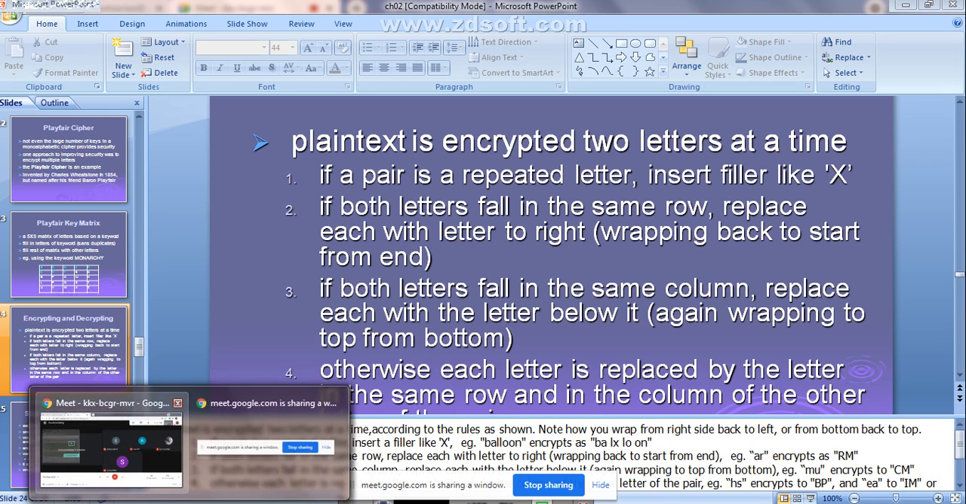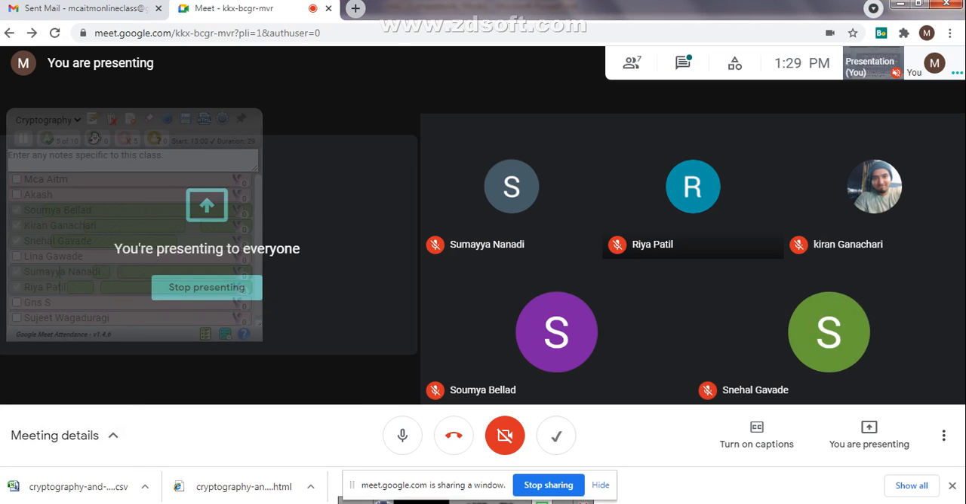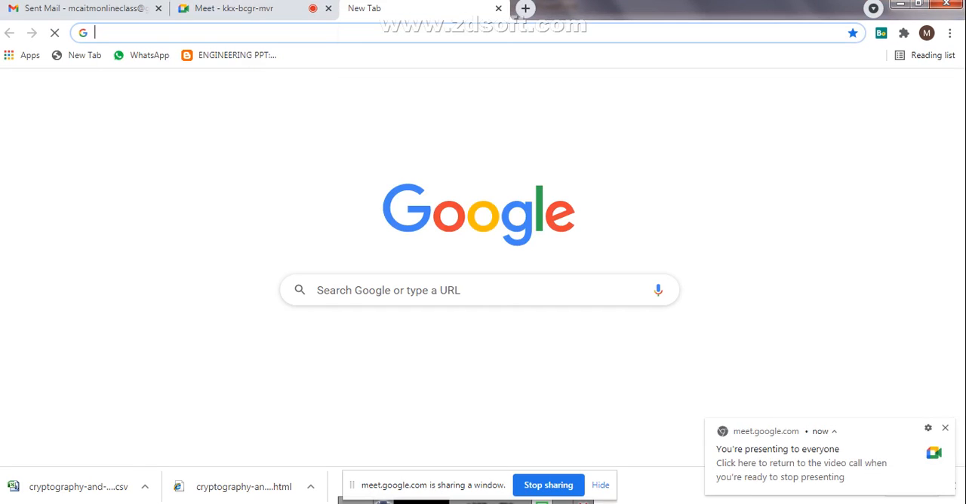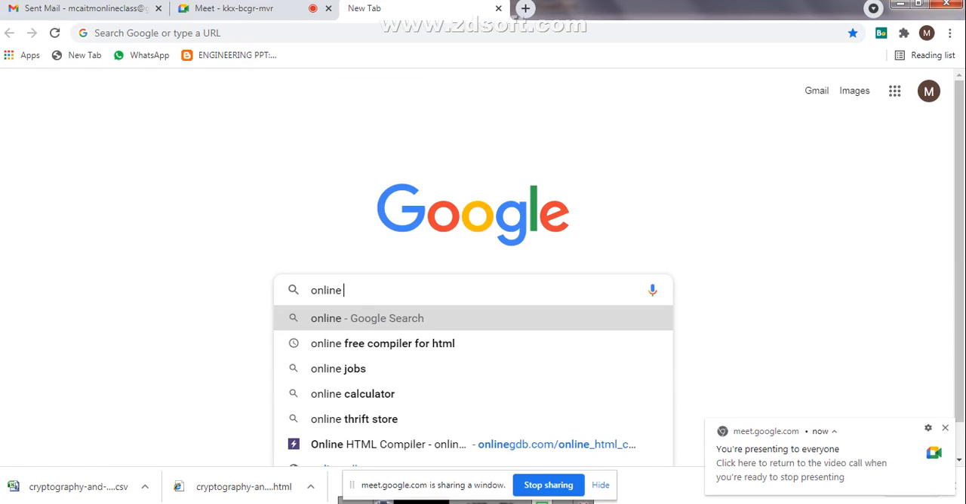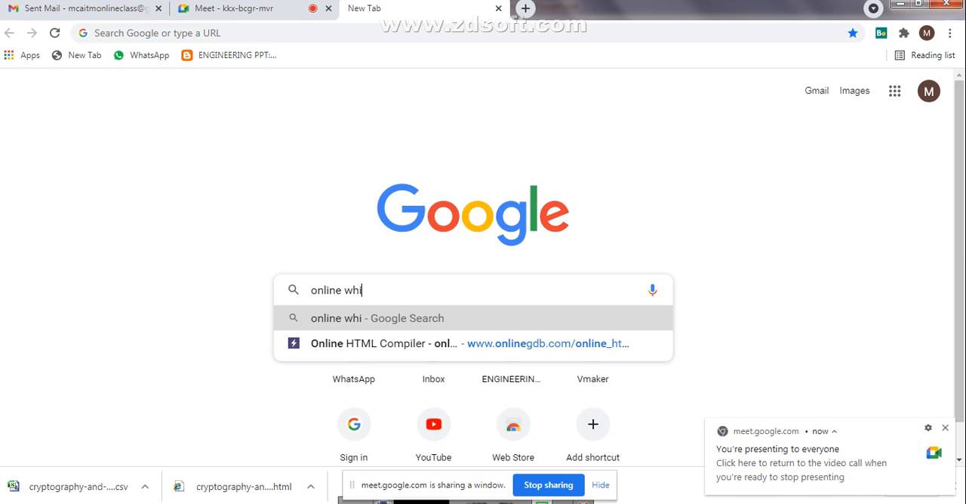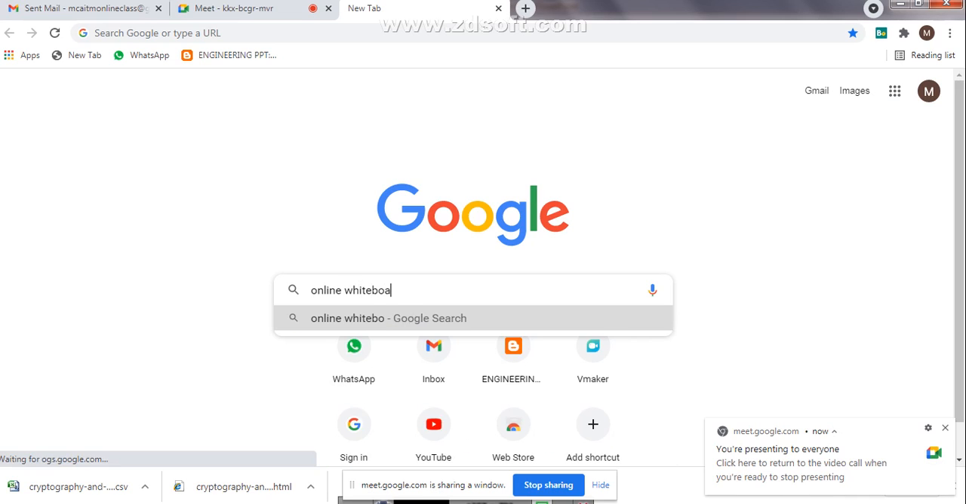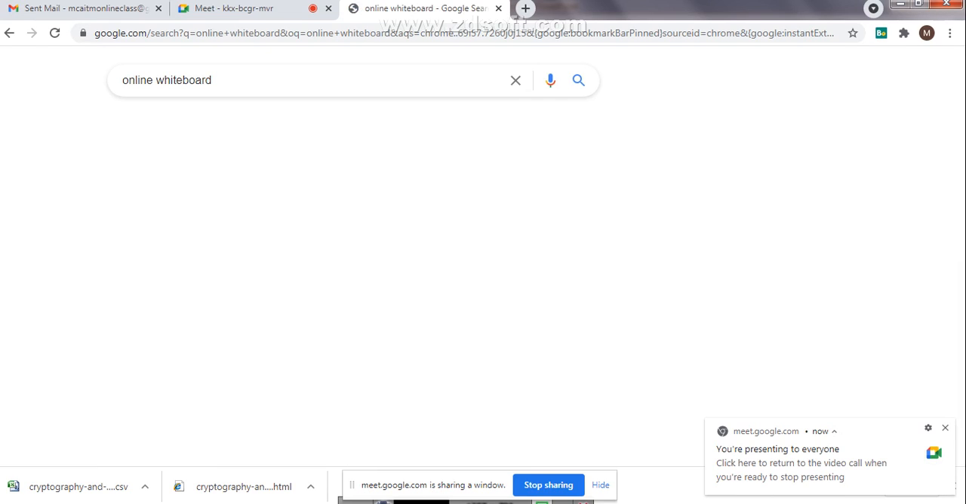Better I'll take, wait a second. I will take an online board, so it will be easy for me to explain this particular technique because it is very important.